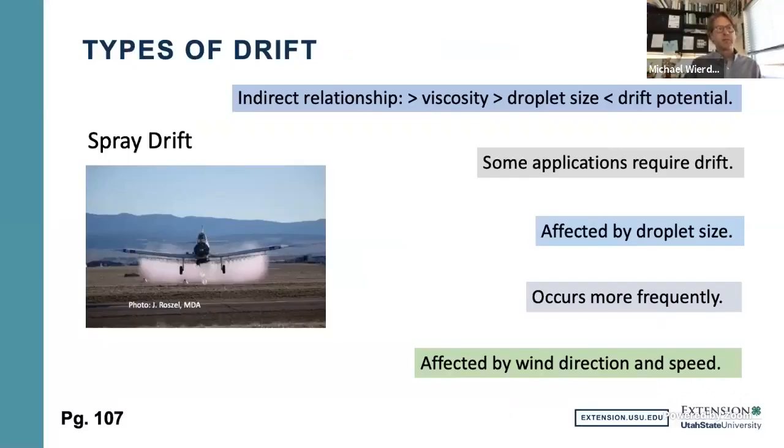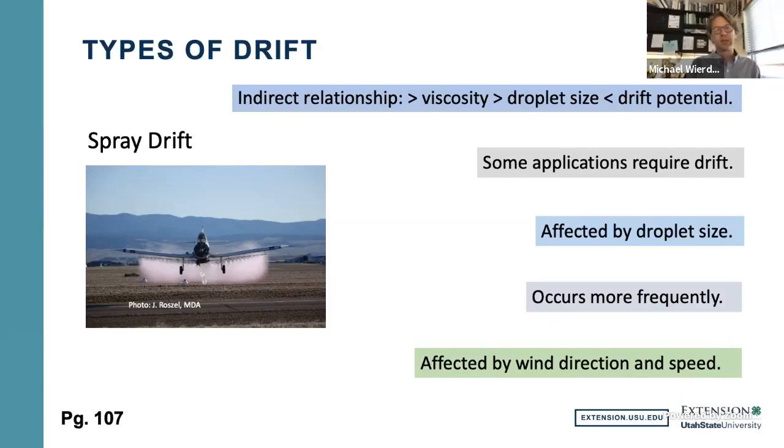Our first type of drift is spray drift. It sounds just like what it is. It's the drift that occurs while you are spraying the pesticide. And there's an indirect relationship between viscosity, droplet size, and drift potential. The more viscous or thick the solution is, or the bigger the droplet size, the less potential you have for drift. More viscosity means that your liquid sticks together more, which leads to larger droplets, and larger droplets have more mass, so they fall faster and have a lower potential for drift.